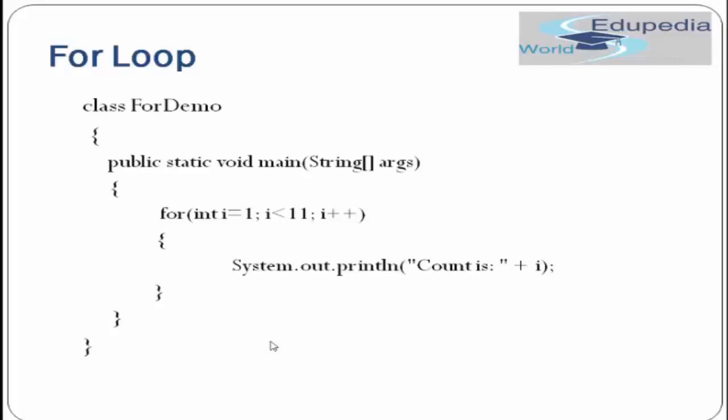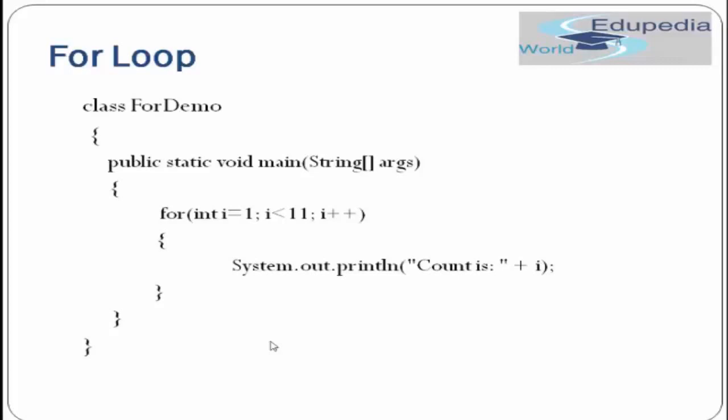The first section is for initialization. For initialization we have written int I is equal to 1. So it is initializing your integer variable, that is I, and giving it a value of 1. So this section is initialization.